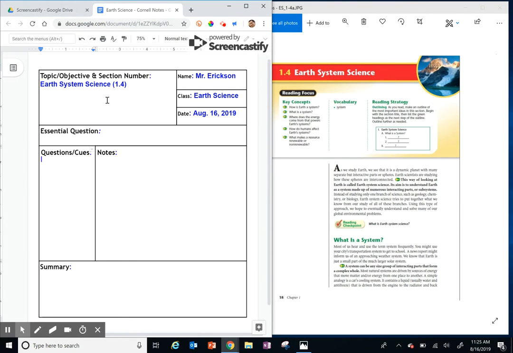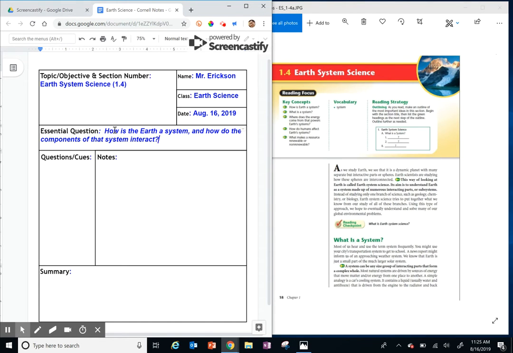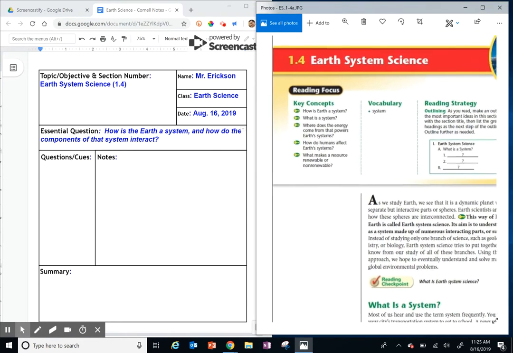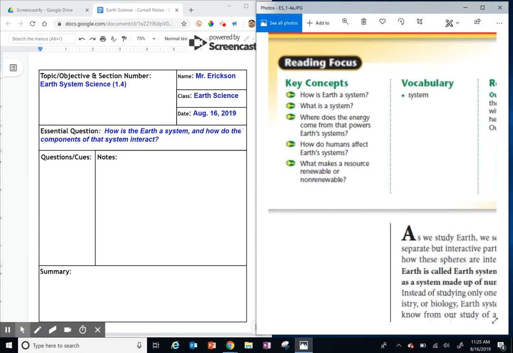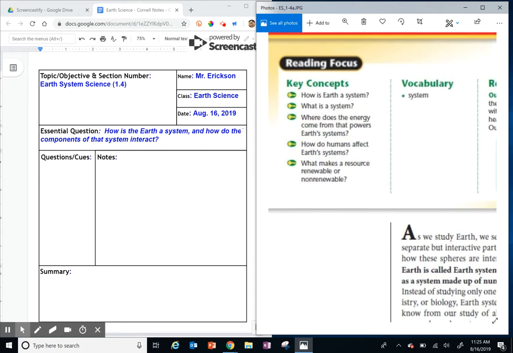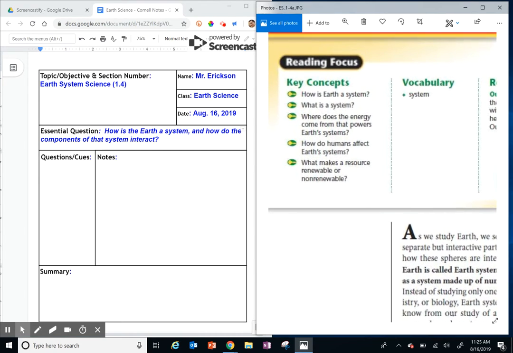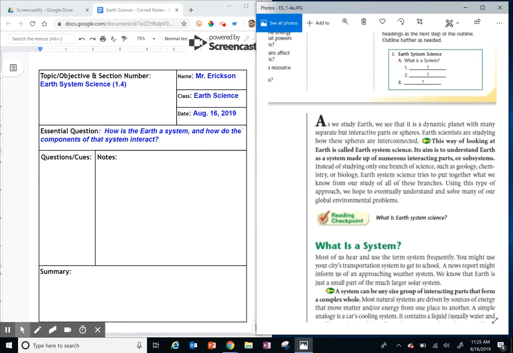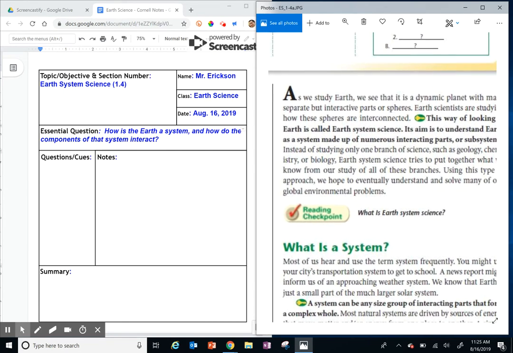I've also written in the title of this section and the section number, which came straight from my textbook, Earth System Science, section 1-4. And my teacher gave me the essential question, what we're trying to answer. So I'm going to just paste that in here. If my teacher had not given me that, I could probably come up with something like that from the textbook itself. And that's what I've done here. I've basically taken some of the key concepts and turned it into a big question we're trying to answer.